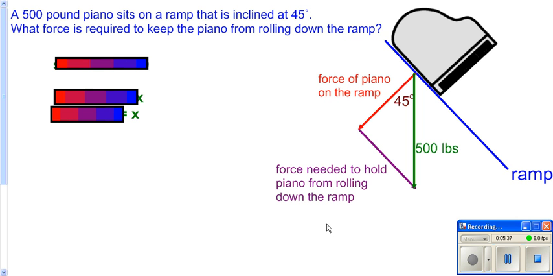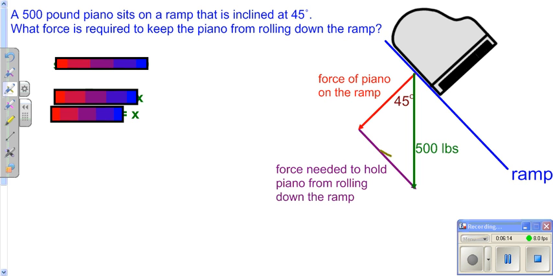Here we have a piano again. Once again, it's a 500-pound piano, and it's on an incline of 45 degrees. For the most part, the weight of the piano is perpendicular to the ramp. The rest of the weight of the piano is really parallel to the ramp, meaning the amount of force it takes to keep the piano from going down the ramp. So here we're looking for that force required to keep the piano from rolling down the ramp, and that's parallel to your ramp. So we're really looking for this side over here.